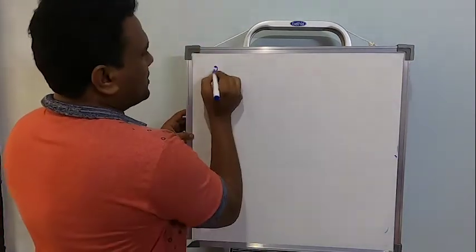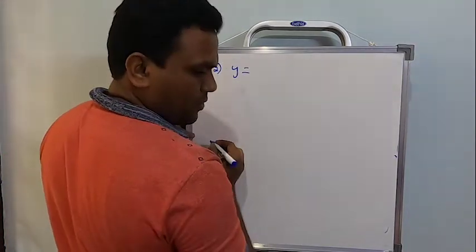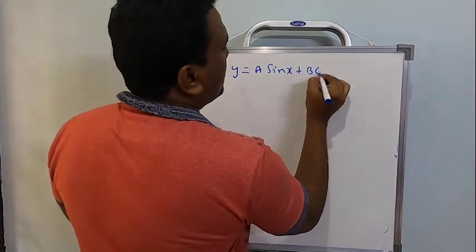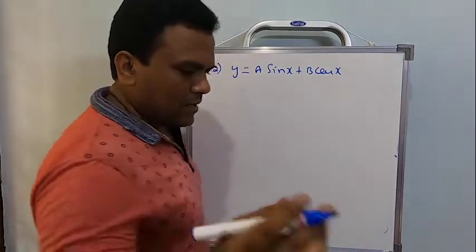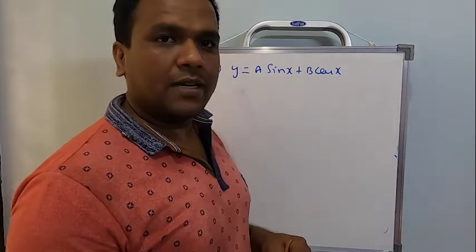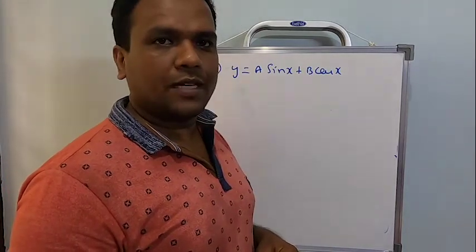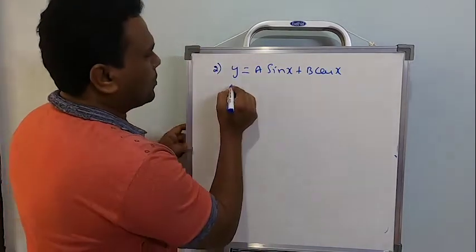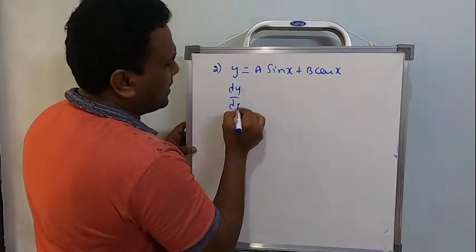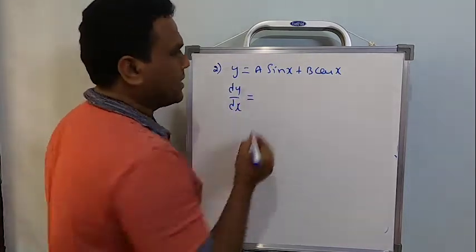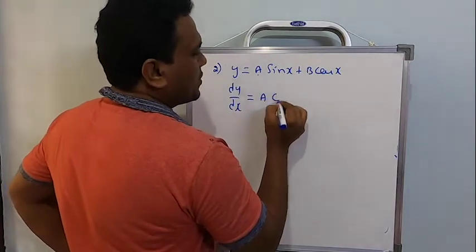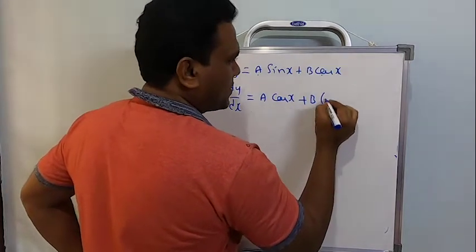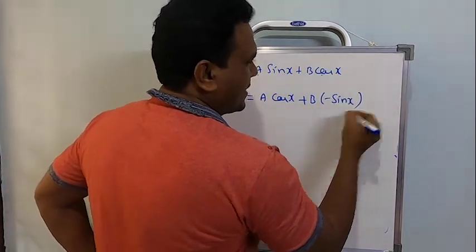So the second problem, they say if y is equal to a into sin x plus b into cos x, then prove that d square y by dx square plus y is equal to 0. Now it's a prove that problem, so it will be easy for us only. So let's find out dy by dx. That is first time I am differentiating it. A is a constant, differentiation of sin x will be cos x, plus b is a constant, differentiation of cos x will be minus sin x.